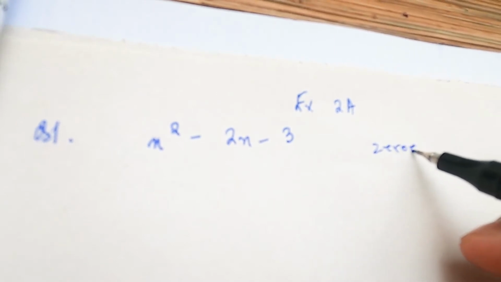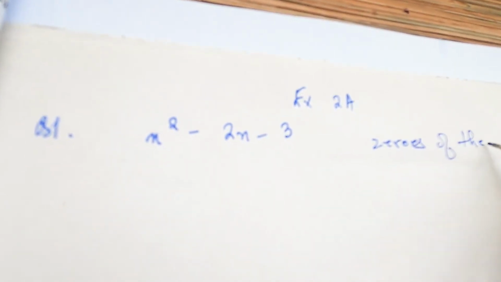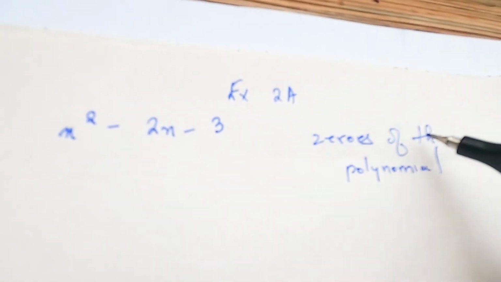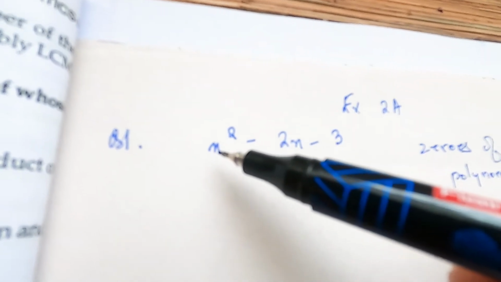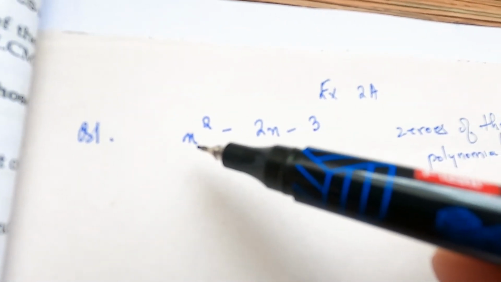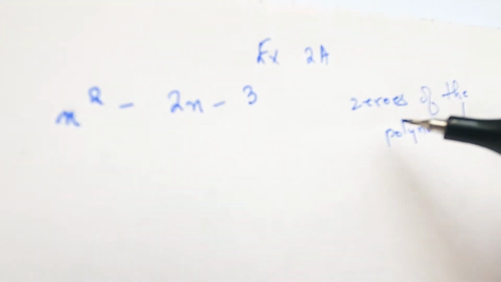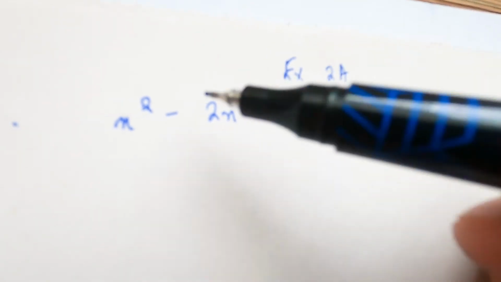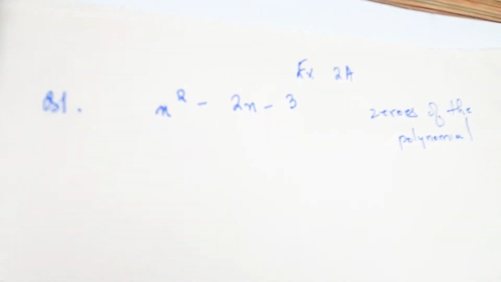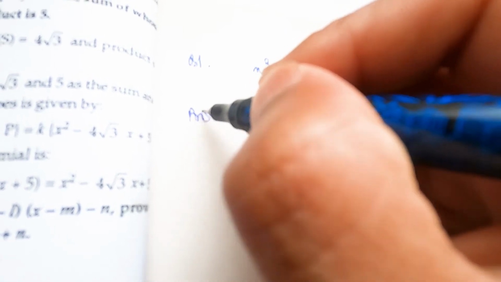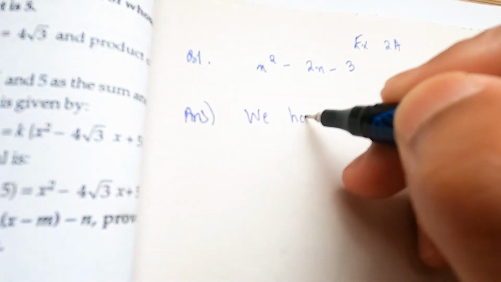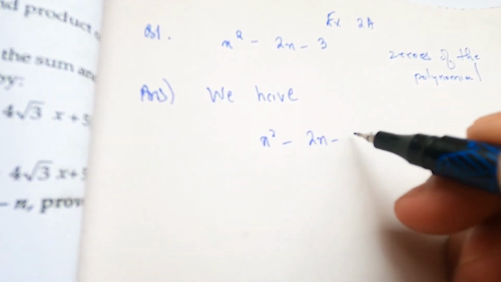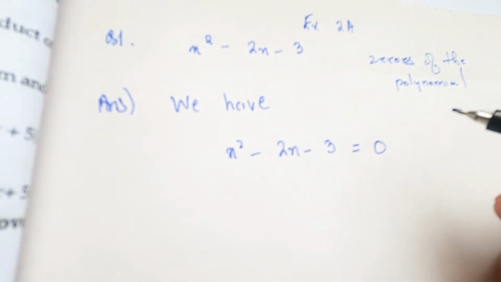We have to find the zeros of the polynomial. So zeros of the polynomial simply means the value of x. Alright, so you don't have to confuse yourself by saying what is zeros of the polynomial. So zeros simply means we have to find the value of x. Alright, so answer. So you write we have x squared minus 2x minus 3 is equal to 0.